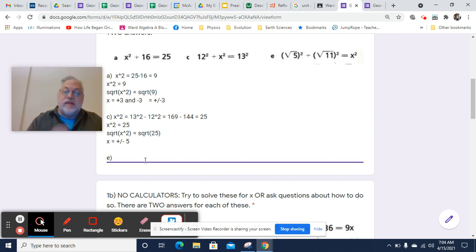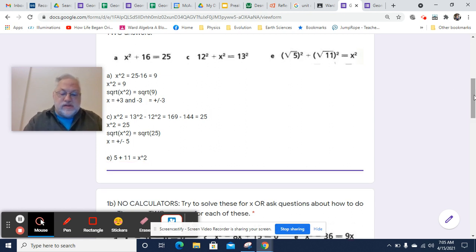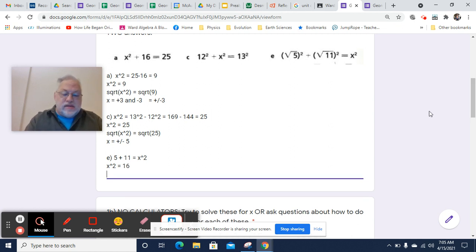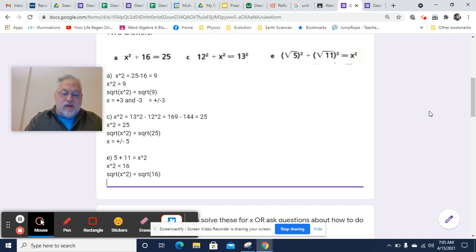Okay, I apologize that the quality of the scan is a little fuzzy there. But okay, what is the square of the square root of 5? Well, the square of the square root of 5 is just 5. And what's the square of the square root of 11? Well, that's the square root of 11 times the square root of 11, which is 11. So that all equals x squared. So I'm going to just reverse this. So I'm going to say x squared equals 5 plus 11, which is 16. So we get the square root of both sides. So square root of x squared equals the square root of 16, and so x will equal plus or minus 4.